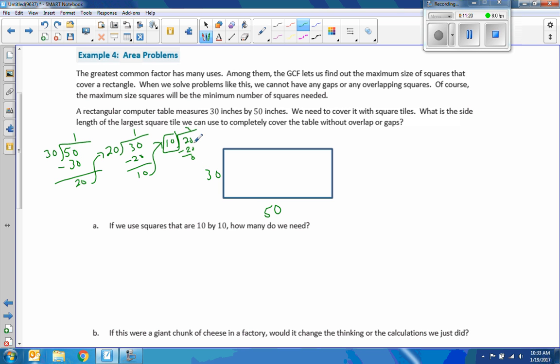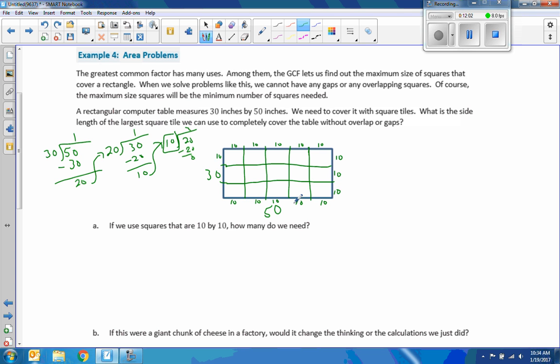That tells me I need a 10 by 10 square. So I would have three of them here, right? 10 times 3 is 30. And I need 5 going this way. So it'll look a little like this. Very hard for me to draw straight lines with this, but you get the idea. So this is 10, 10, 10, 10, 10, and so on, all the way around. Okay, understood?